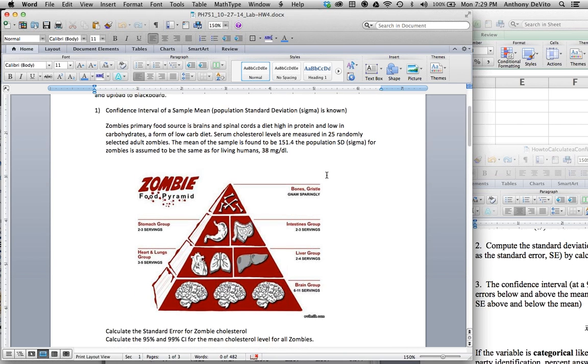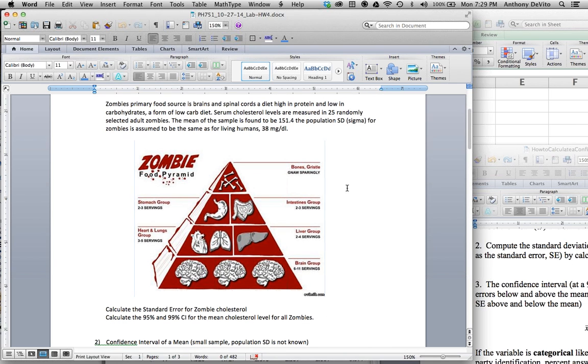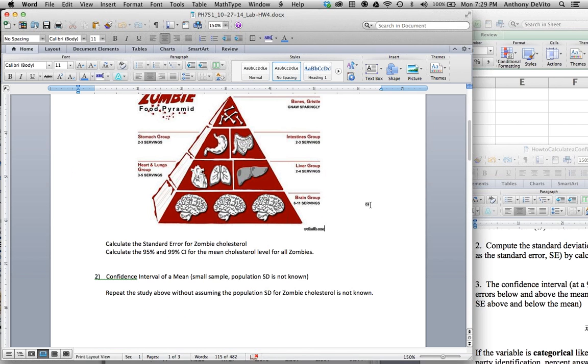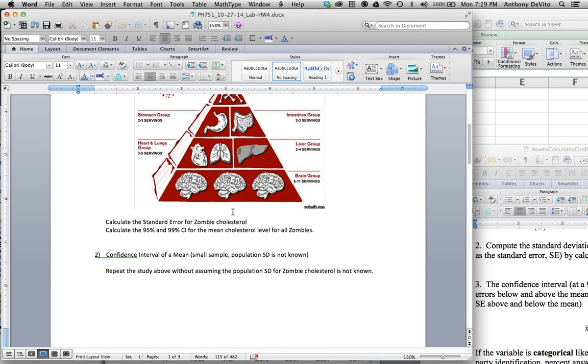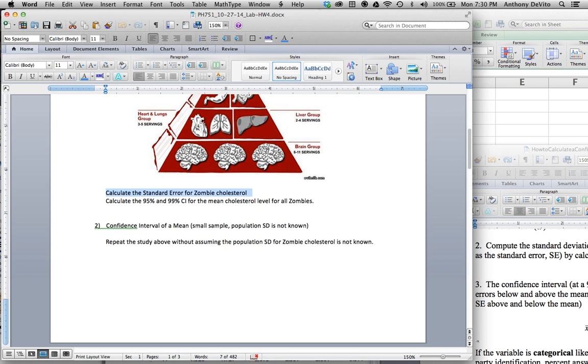There's a zombie food pyramid. They tend to eat a lot of brains and somewhat less hearts and lungs and stomachs and bones. And gristle they gnaw sparingly. It's not good for them, so they shouldn't have that much bones. Just like the human food pyramid. Calculate the standard error for zombie cholesterol.